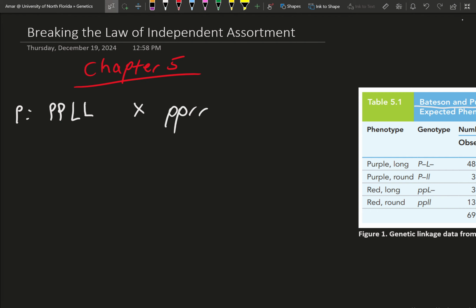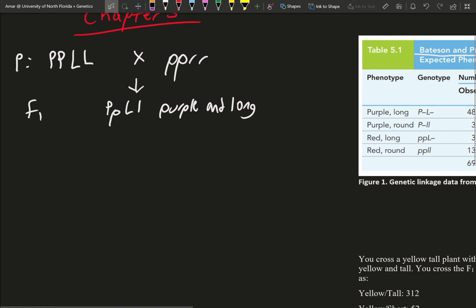As we've come to expect from this cross, we have a heterozygous individual, and this individual will be purple and long. Then, if we cross the F1 together again, what we should expect to see from a dihybrid cross is a 9:3:3:1 ratio. So let's write that down.